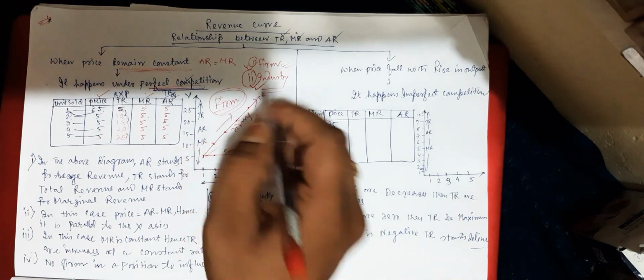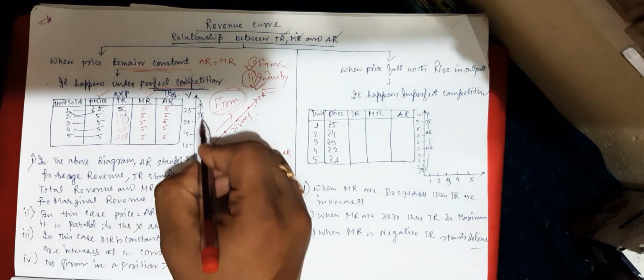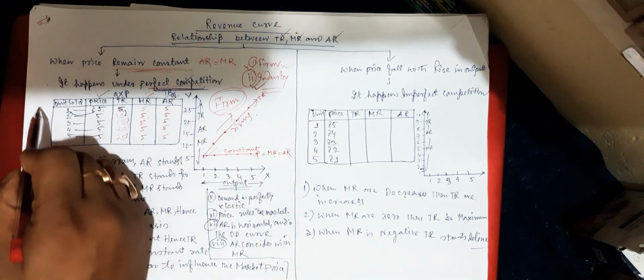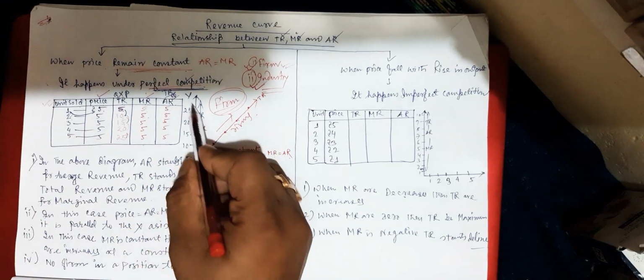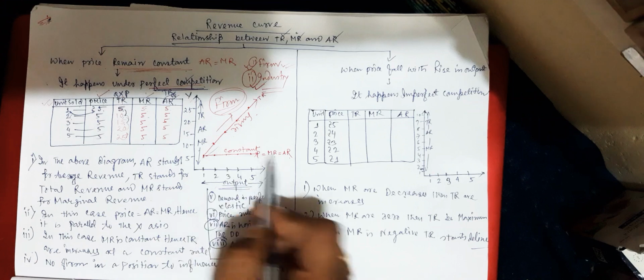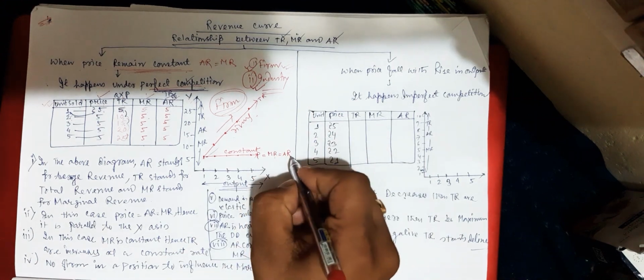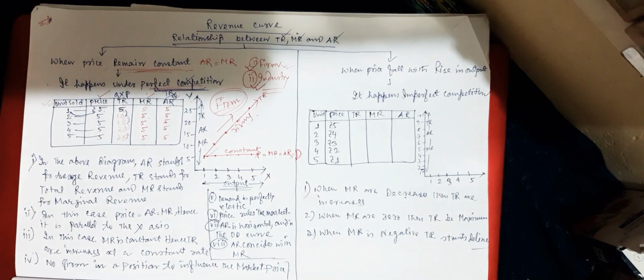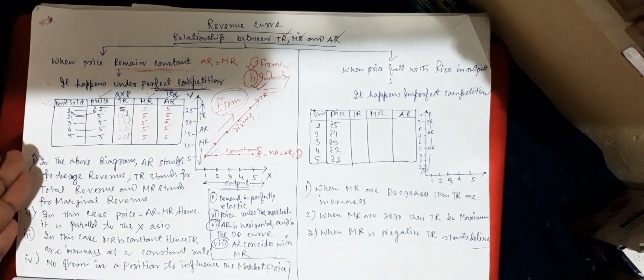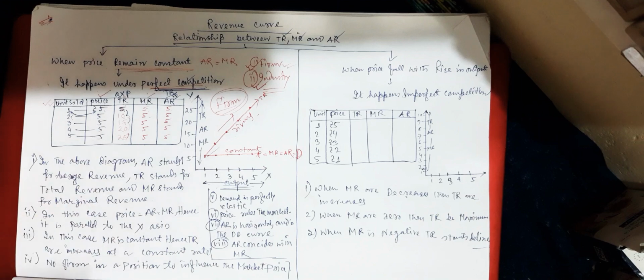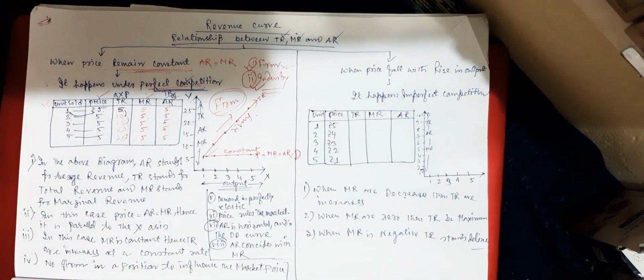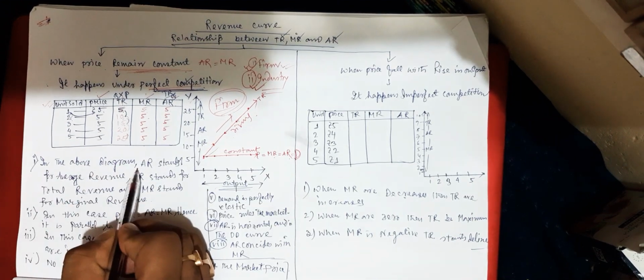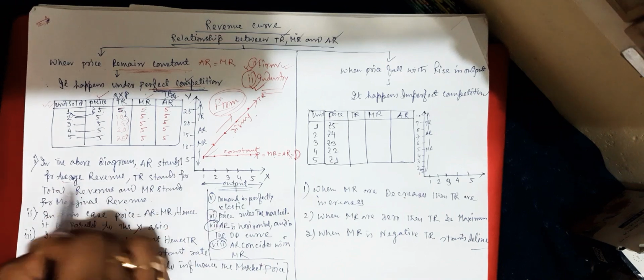So in that situation you have to prepare this table and draw the diagram to understand the slope of the demand curve. You can write D here also. This D means demand curve also. Now one by one you can go through these points. It is very clear to you. If it is clear, see in the above diagram, AR stands for average revenue. I think it is clear.